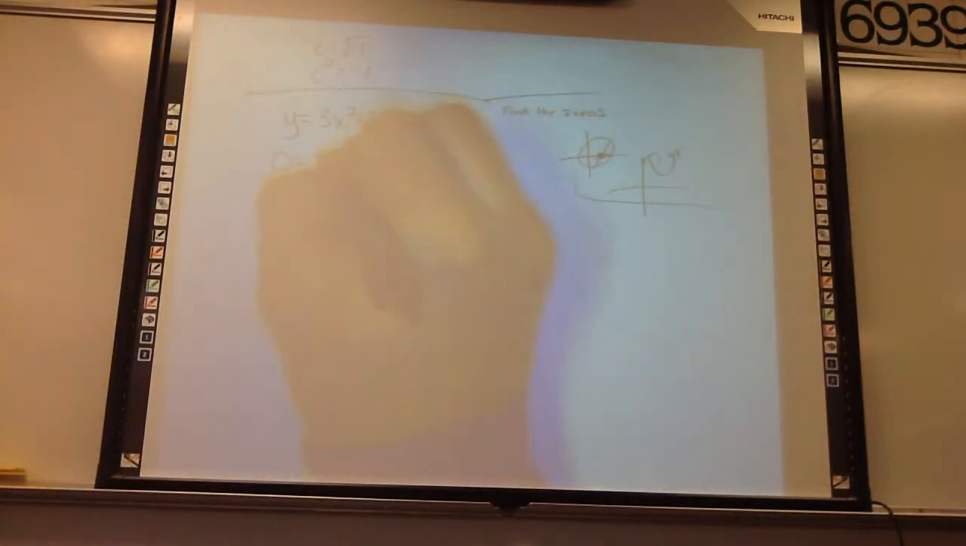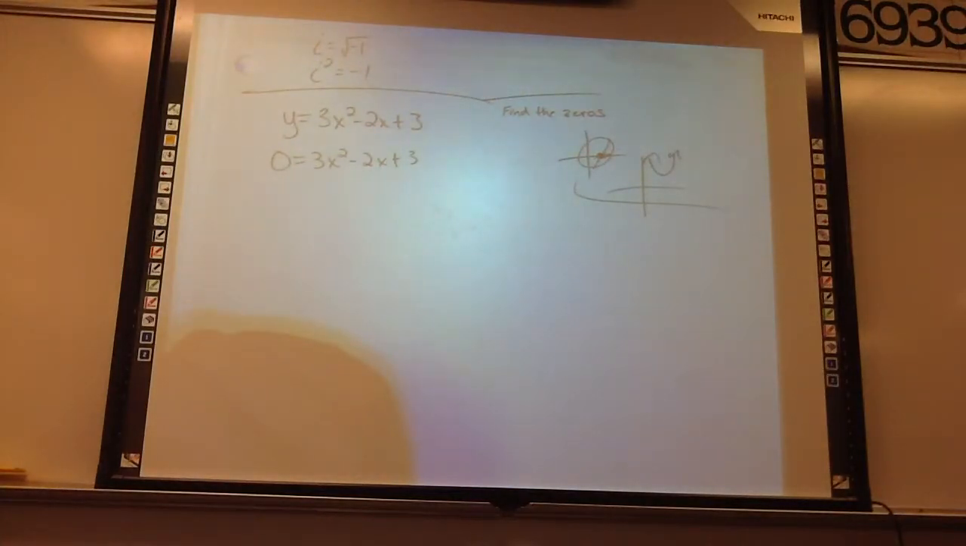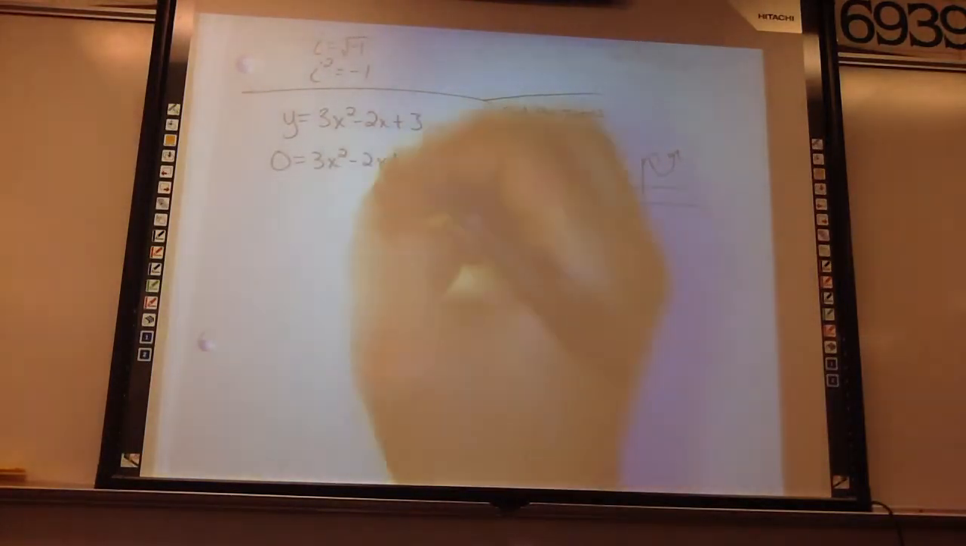3x squared minus 2x plus 3. And then, quadratic. Subtract 3, how's that going to help? Oh, never mind. Quadratic. Well, what about factoring? You can, but spoiler alert, it's not factorable. So you could try, but it's not going to happen.